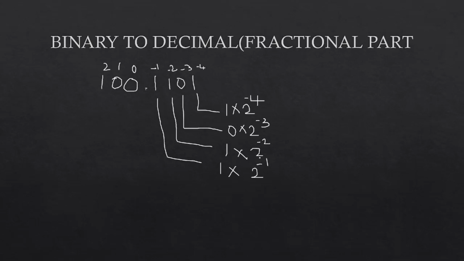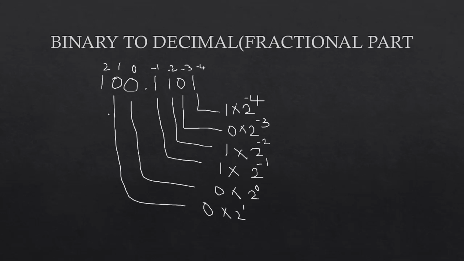Okay, and after that what you have to do? Here again 0, so 0 into 2 to the power of 0. And again here also 0 into 2 to the power of 1. Again here 1 into 2 to the power of 2. I hope everyone is clear. After the decimal point, it starts with -1, -2, -3.